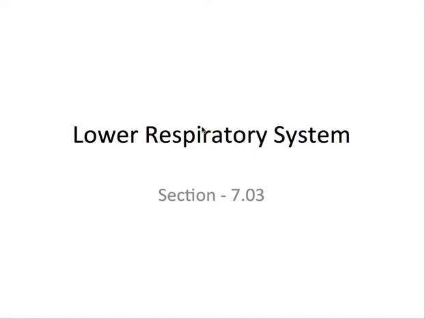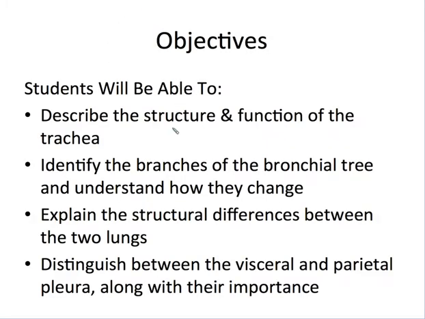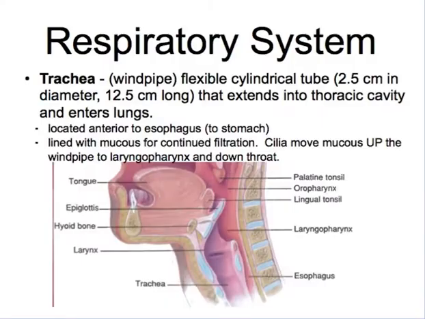So today we're going to talk about the lower respiratory system. With that, you'll be able to describe the structure and function of the trachea. Why do we have it? What does it do? You'll identify branches of the bronchial tree and understand how they change. We're going to talk about structural differences between your left and right lungs. And we're going to talk about your visceral and parietal pleura, along with why we have them and why they're important.